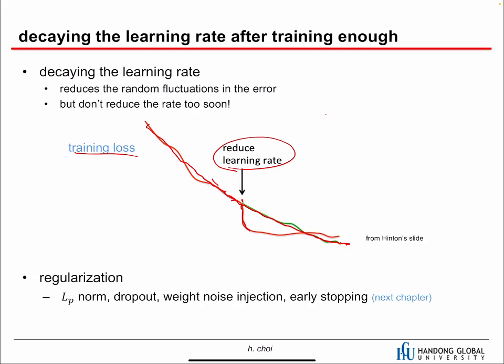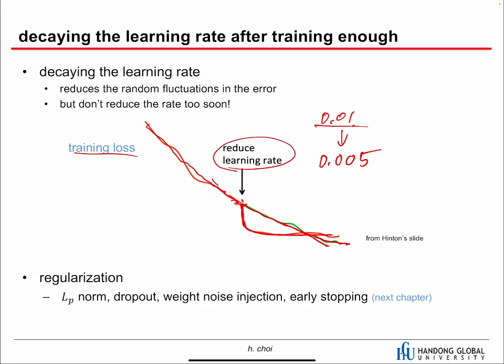When the learning rate is 0.01, we train for a while, and when you feel the update is not large enough, then we drop the learning rate from 0.01 to 0.005. Okay, then the training loss decreases abruptly. You will see this kind of phenomenon a lot. Okay, but do not reduce the learning rate too soon. If you do that, then you will see this kind of curve. So you have to wait until the training is enough.